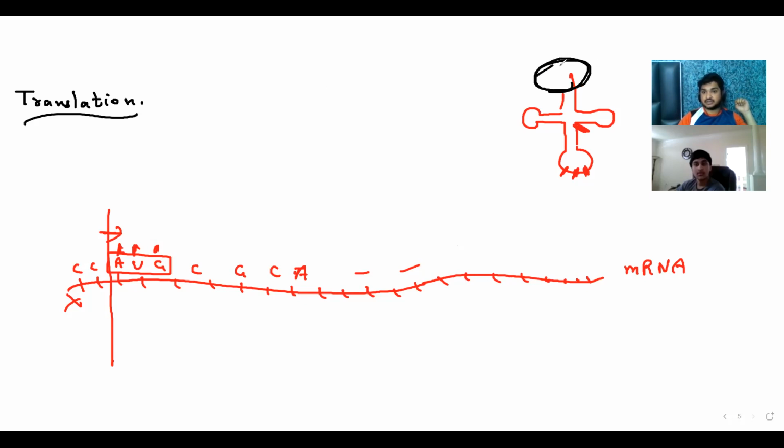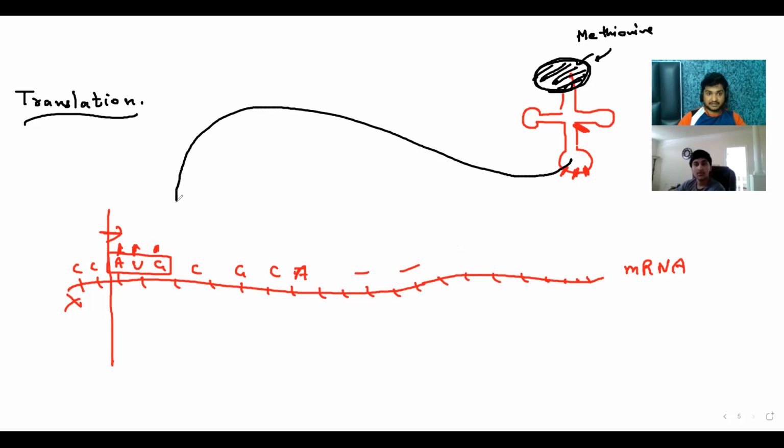So initially tRNA was non-functional, but now tRNA is completely functional. Suppose there is an amino acid known as methionine. Now, AUG, so methionine is going to attach here. This methionine needs which code? This AUG. So it is coming over here, and when it comes here, it will make an anticodon.